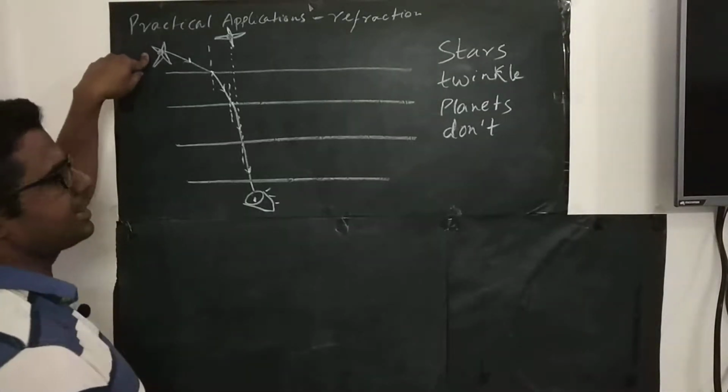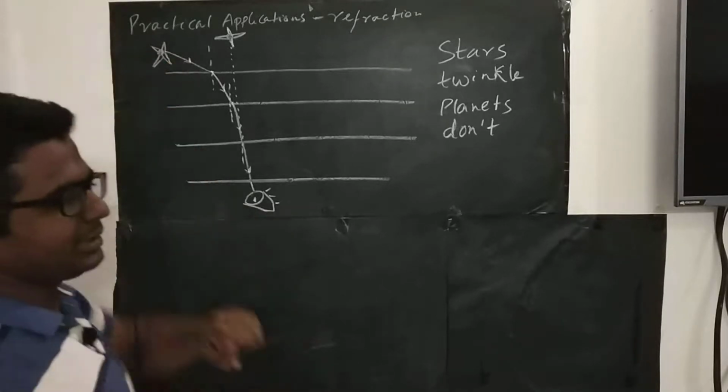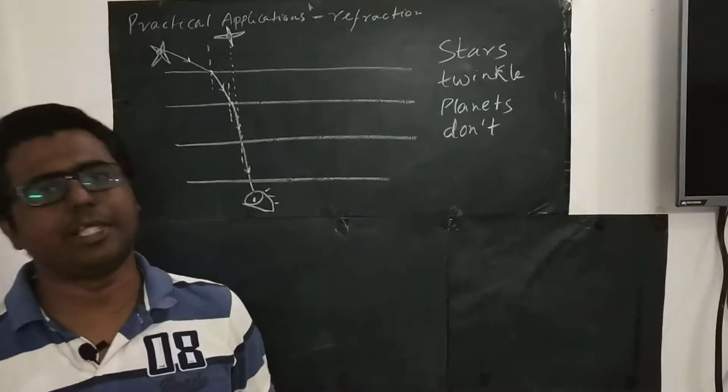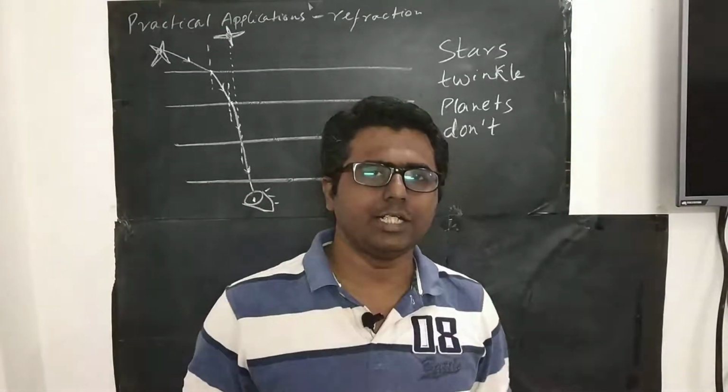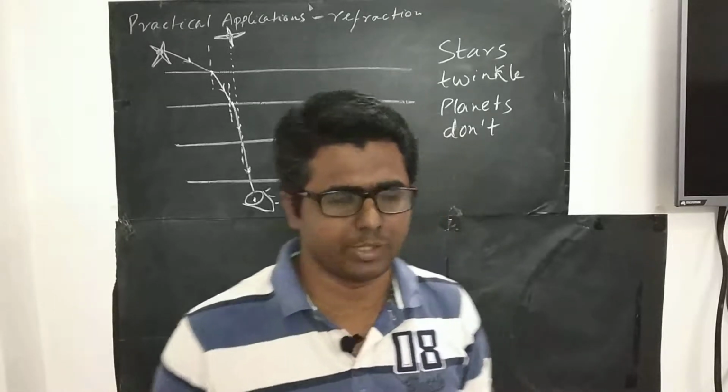Now here is a star and here is your eye. You have to understand the path of light it follows while that light from the star comes to your eye. That path will decide whether you will be able to see that star or not.